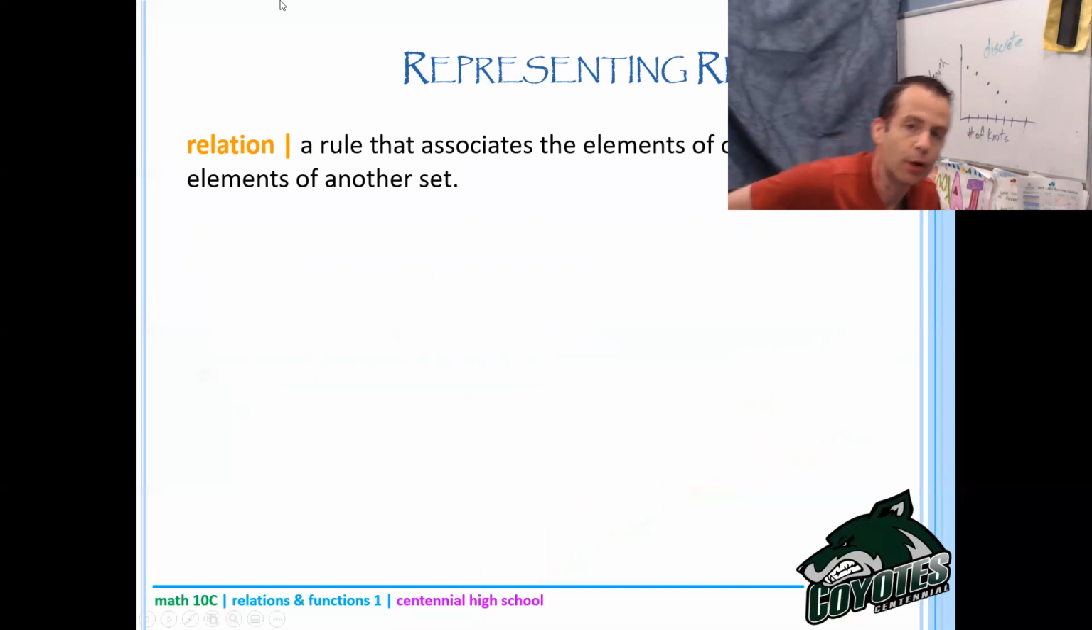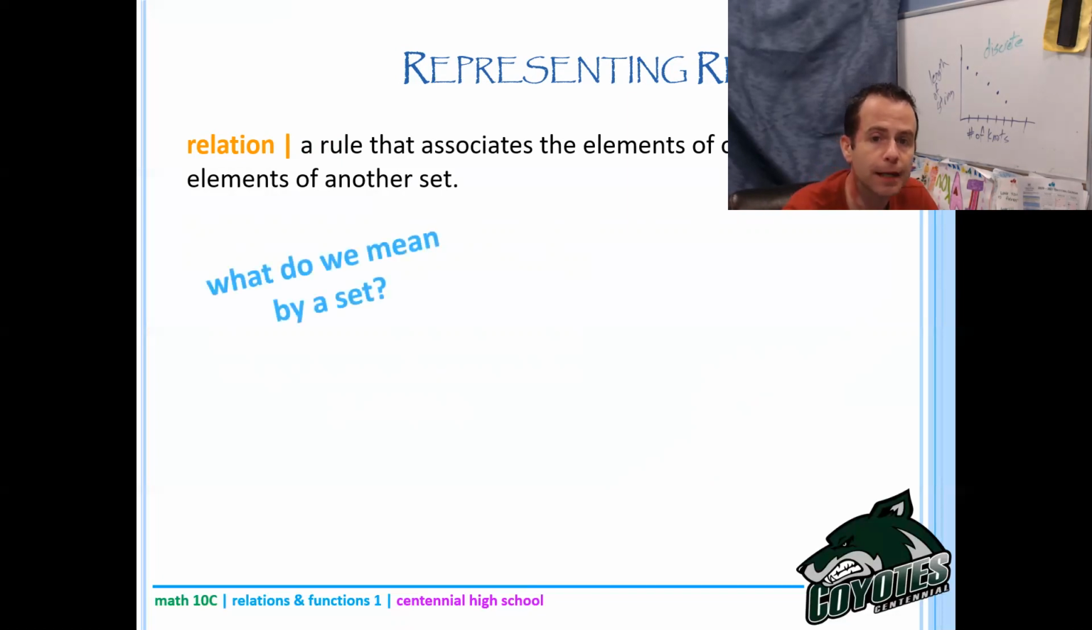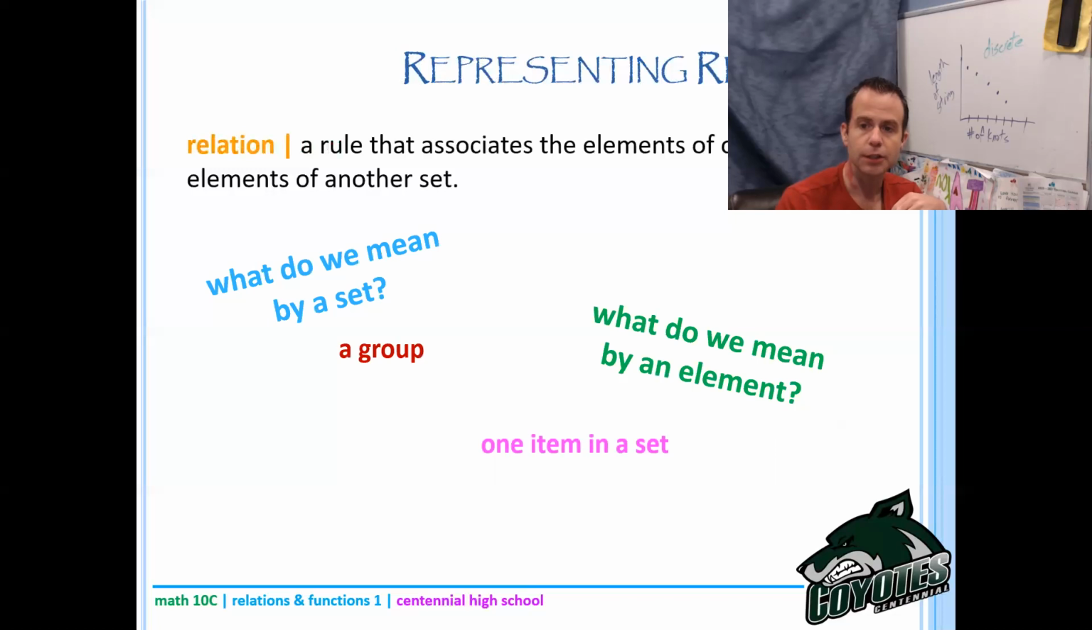Now again, I know I've already stated this, but we're just going to unpack this a bit more. A relation is a rule that associates the elements of one set with the elements of another set. What do we mean by a set? All we mean by a set is just a group. We could look at all the people in my classroom as one group and call it Hill's Amazing Class of Math 10C. You, who are in my class, would be called an element of that set. The word element just refers to one item in the set.